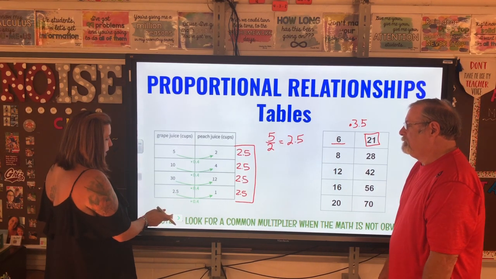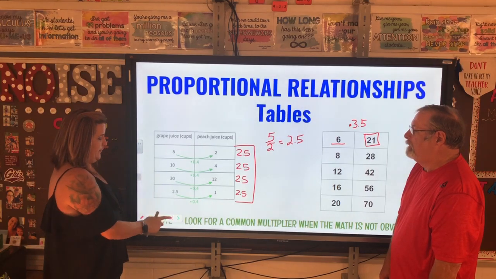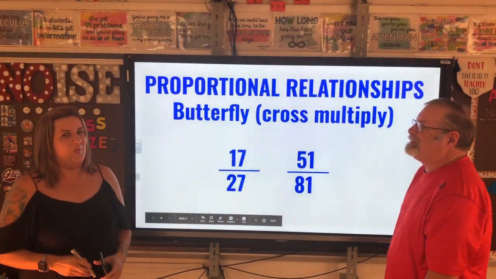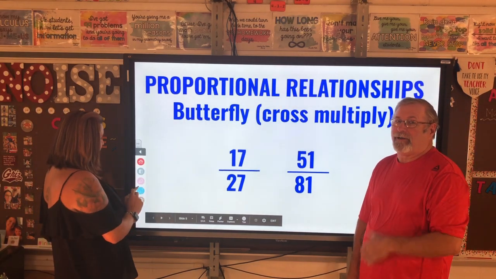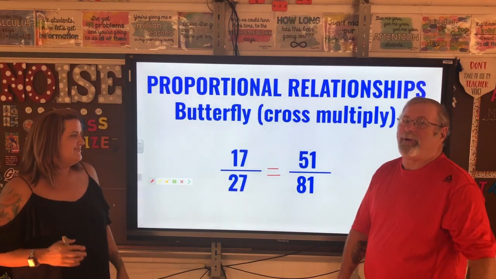All right, so 2 strategies: common multiplier, convert to decimal. Nailed it. This is actually my favorite, so we'll let Mr. Lamb take the wheel on this one, because if not, he's just going to talk over us anyway.